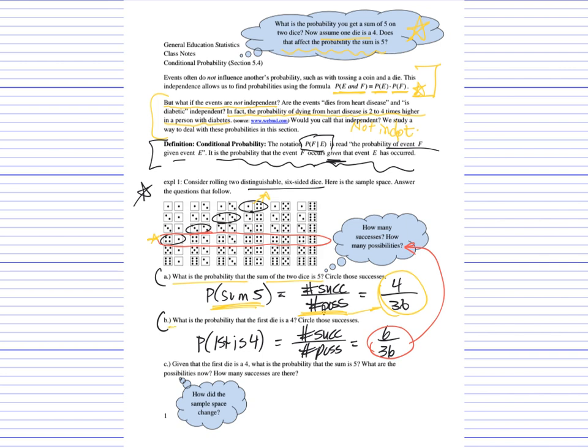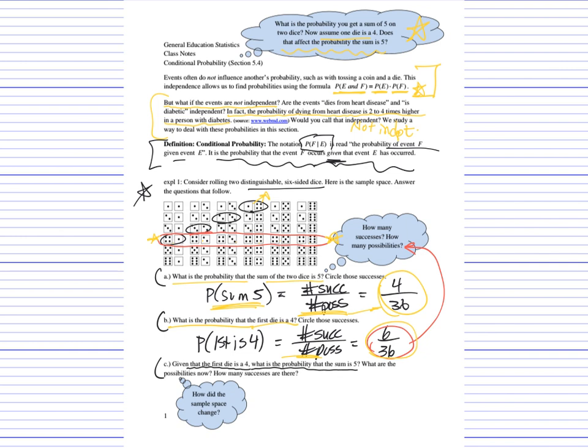For part B, that's the probability that the first die is 4. Again, number of successes over number of possibilities will get me there. I circled those in red up above, and you'll notice that there are 6 successes and 36 possibilities. Therefore, I have that probability. Now, let's do part C together. Given that the first die is 4, what is the probability that the sum is 5?